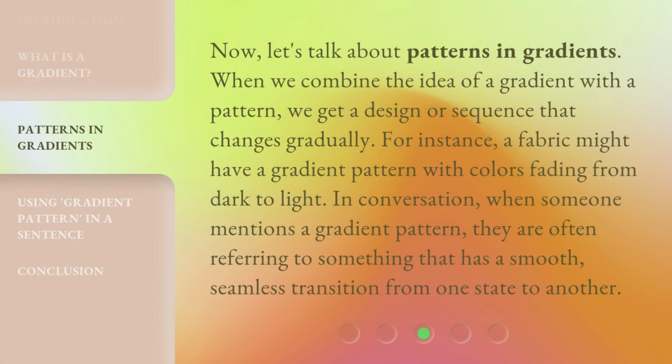Now, let's talk about patterns and gradients. When we combine the idea of a gradient with a pattern, we get a design or sequence that changes gradually. For instance, a fabric might have a gradient pattern with colors fading from dark to light. In conversation, when someone mentions a gradient pattern, they are often referring to something that has a smooth, seamless transition from one state to another.